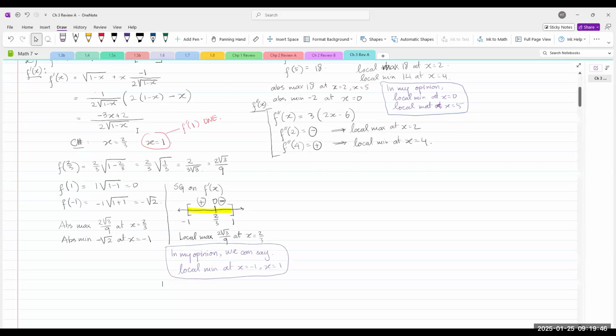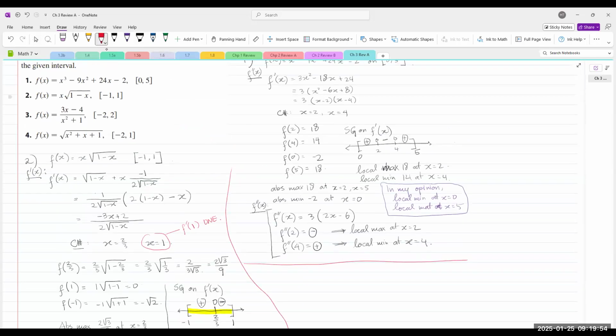Okay, that's for number 2. Let me draw the line to separate this. Number 3, I will do it slightly to the right here. Number 3, f(x) equals (3x minus 4) over (x squared plus 1) on [-2, 2].